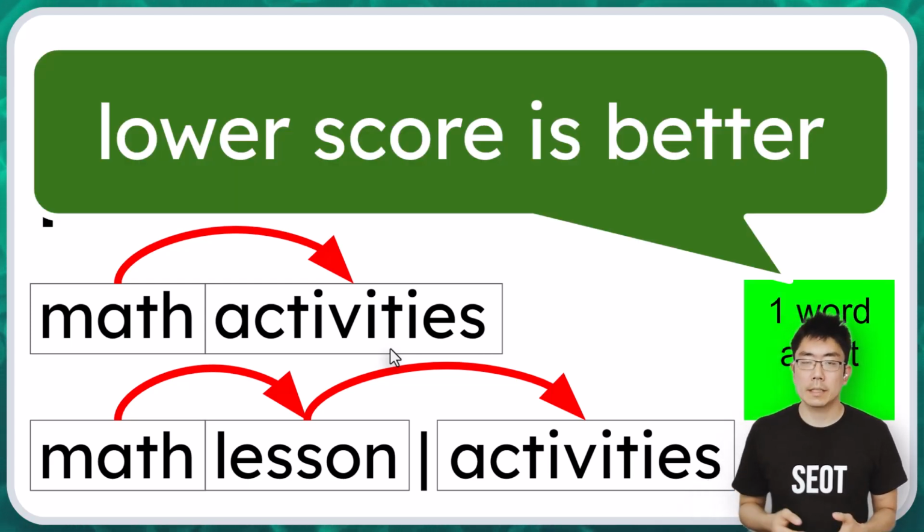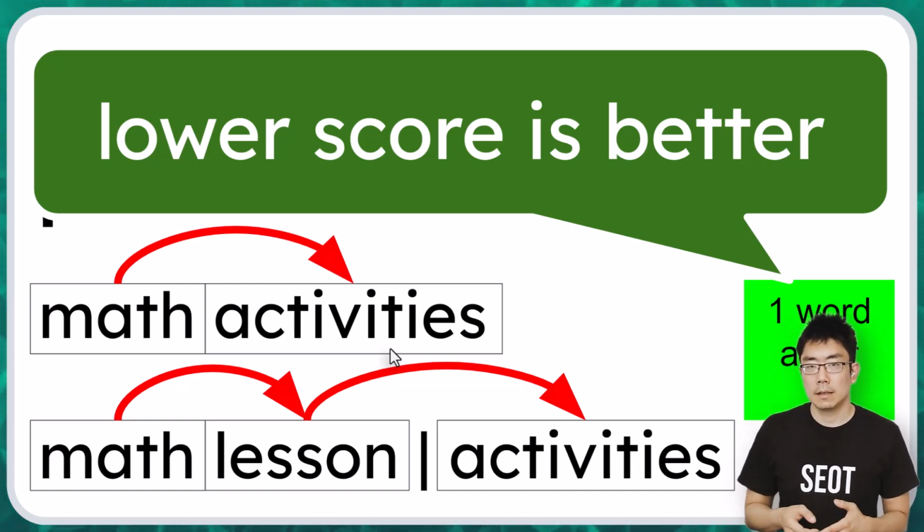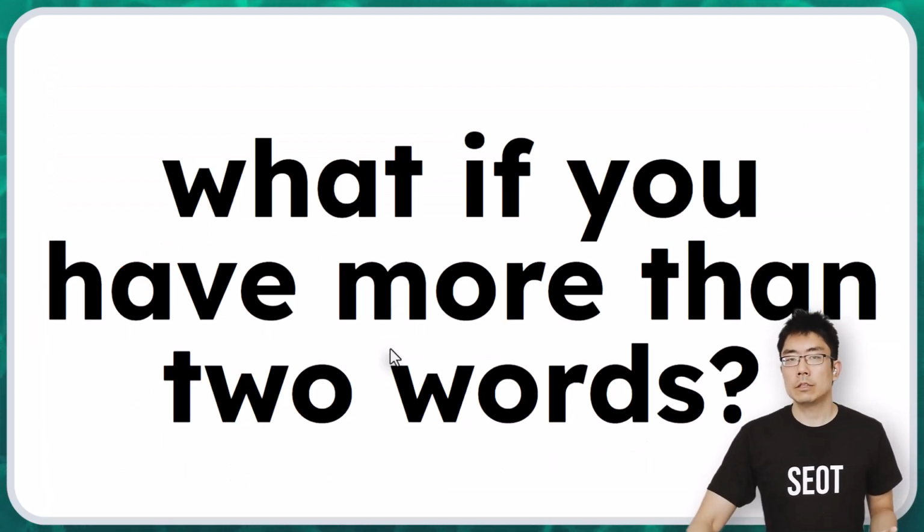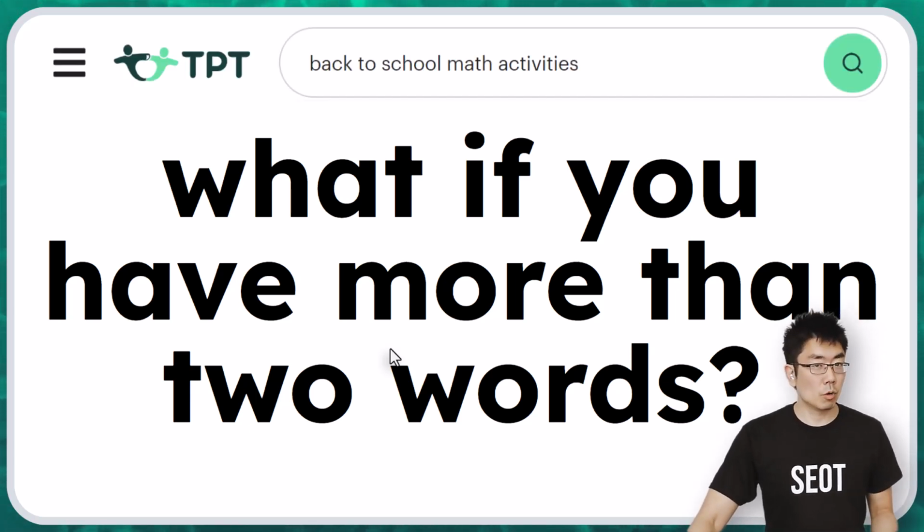So in this case, a resource with "math activities" will rank better than "math lesson | activities." Okay, Mike, what happens if a teacher is searching more than a few words in their phrase? For example, back to school math activities.